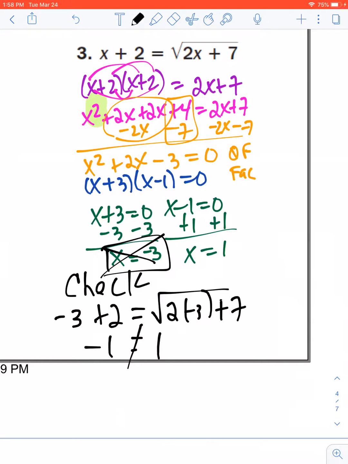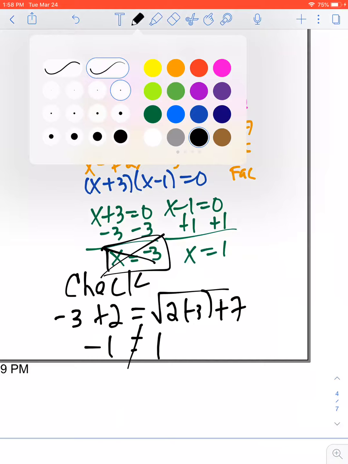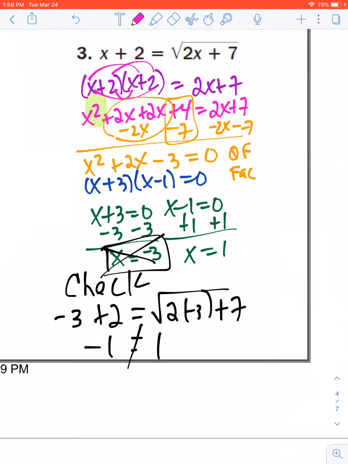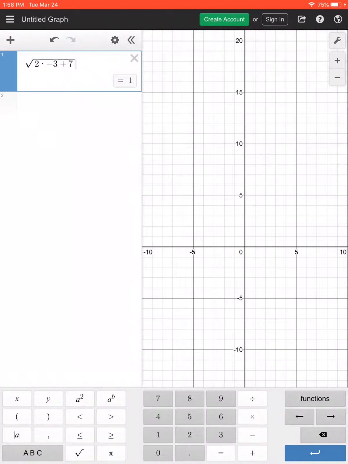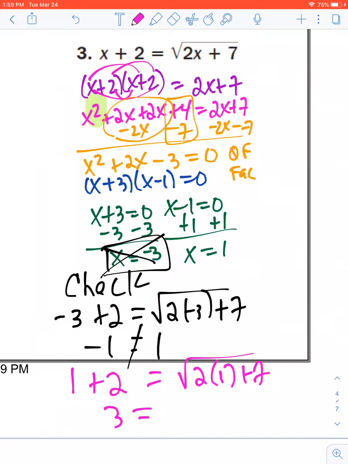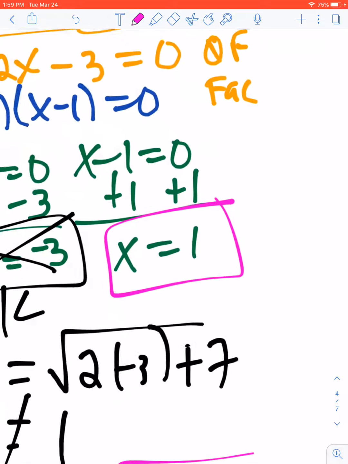Now let's check our answers for problem 1. For problem 1, or excuse me, for our solution of x equals 1. So here's our check. We're going to have 1 plus 2 equals the square root of 2 times 1 plus 7. 1 plus 2 is 3. Let's check 2 times 1 plus 7 underneath the square root. And we get 3. So that works. So that means x equals 1 would be my final solution.